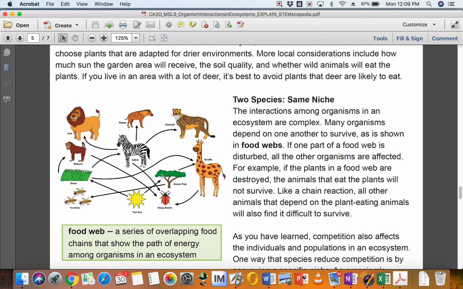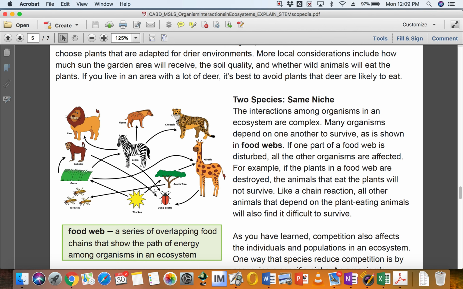Then the producers get eaten by the primary consumers. Okay, and the primary consumers get eaten by the secondary consumers, and any secondary consumers get eaten by tertiary consumers. There is also quaternary. It's just levels: first, primary; second, secondary; third, tertiary; fourth, quaternary.